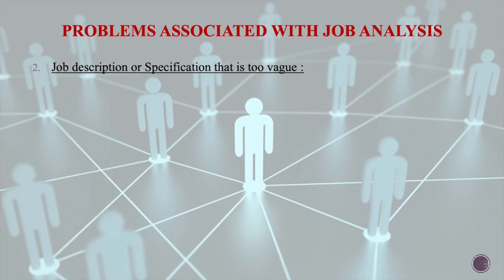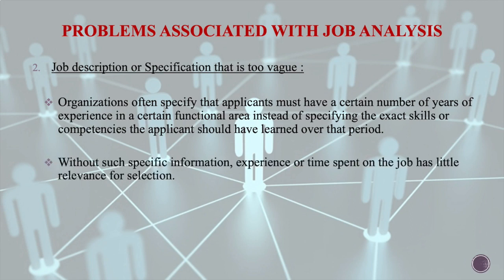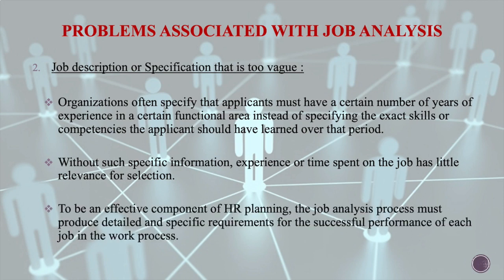Number 2, job description or specification may be too vague. Organizations often specify that applicants are supposed to have a certain amount of work experience in a certain functional area instead of specifying exact skills or competencies the applicants should have learned over that period. Without such specific information, experience or time spent on the job has little relevance for selection. Therefore, to be an effective component of HR planning, the job analysis process must produce the detailed and specific requirements for the successful performance of each job in the work process.